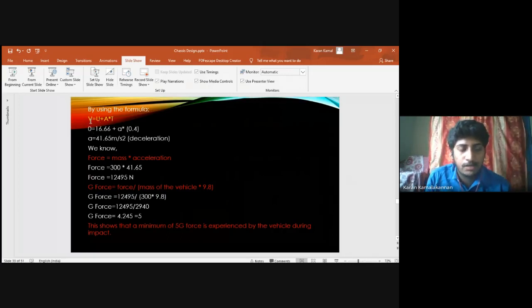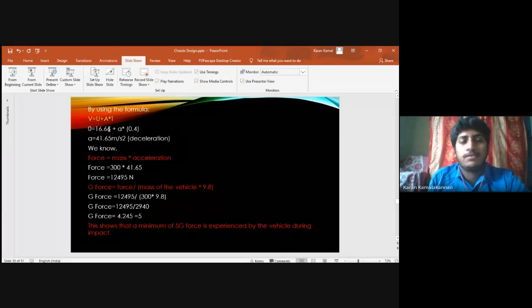The final velocity we know is 0 after impact. U is the velocity with which it is getting impact, B getting impact on A. We must find A from here, since you know the impact time is 0.4 second. So we get the acceleration, but it is a deceleration, so it will have a negative value. I mentioned it here as a deceleration. The deceleration value is 41.65. Why am I finding the A value? I need this acceleration value because using this we can calculate the impact force.